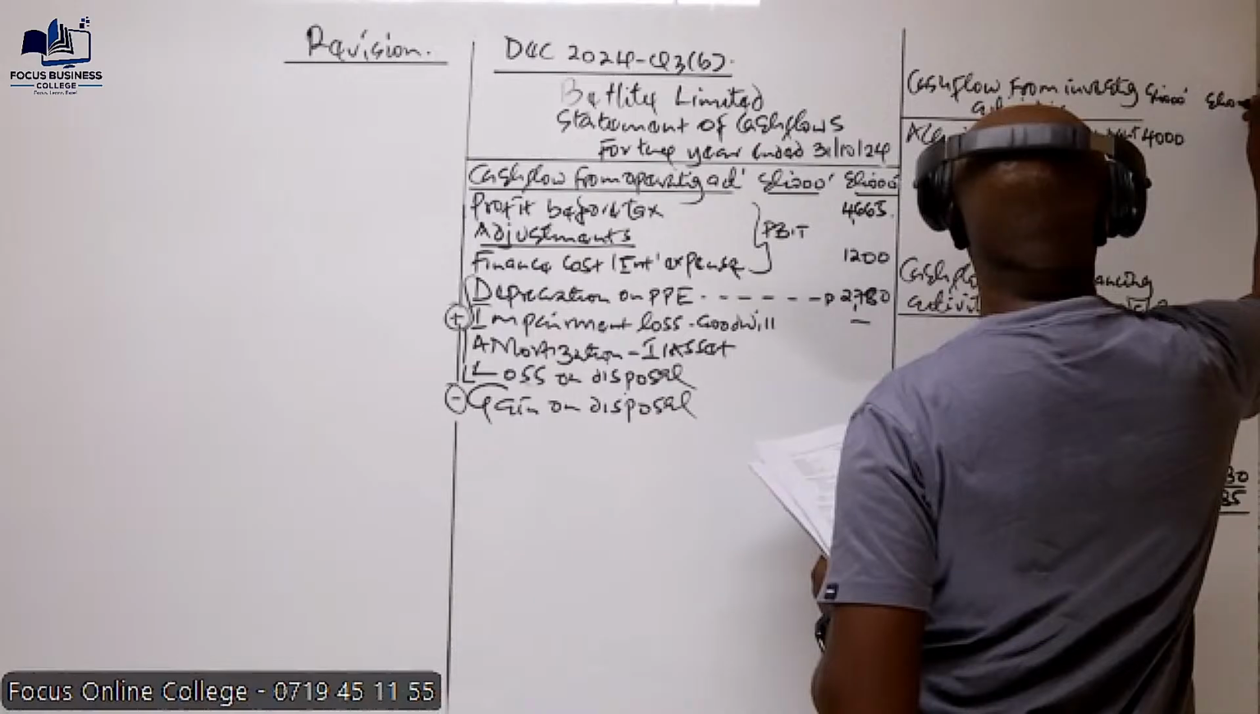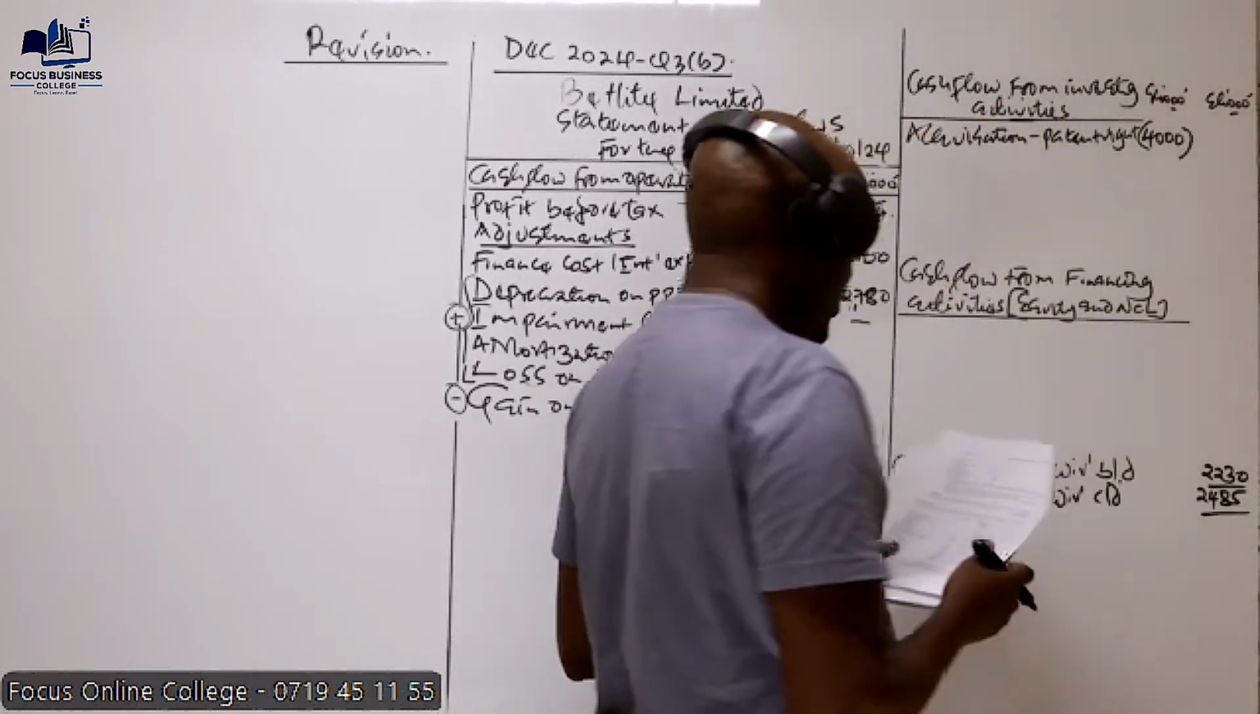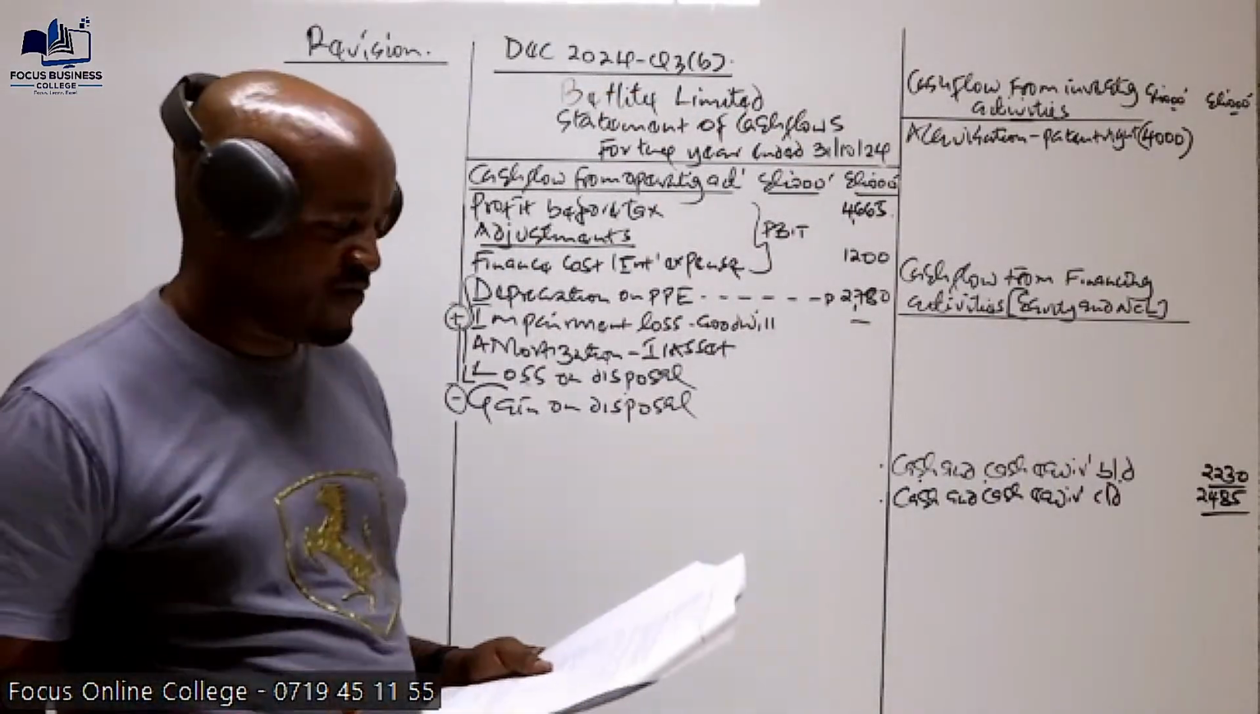Remember, this one is a cash outflow. Being a cash outflow, we record it there as a negative. These are basically free marks which you get in any question for cash flow.